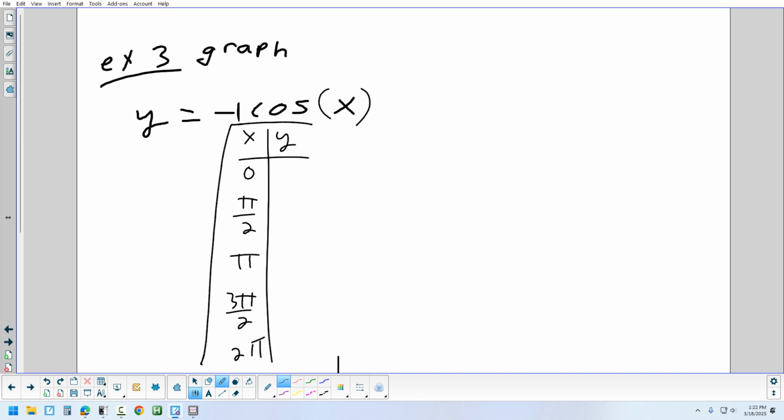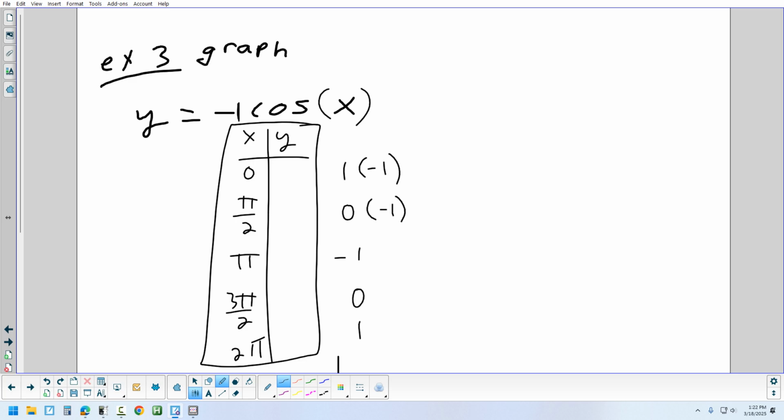Okay. What are my original y values for cosine? 1, 0, negative 1, 0, 1. And what are we going to do to all of them? Multiply by negative 1. Yep, we're going to multiply them all by negative 1. So what are my new y values going to be? Negative 1, 0, 1, 0, negative 1. Yep. So there's your table for negative cosine x.